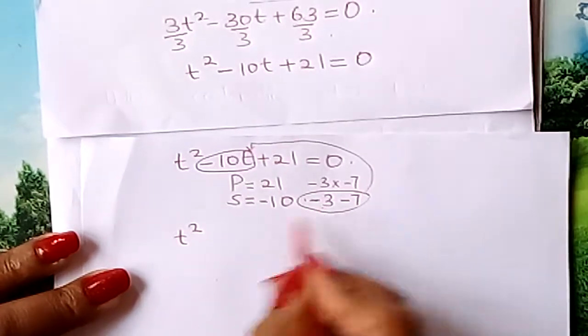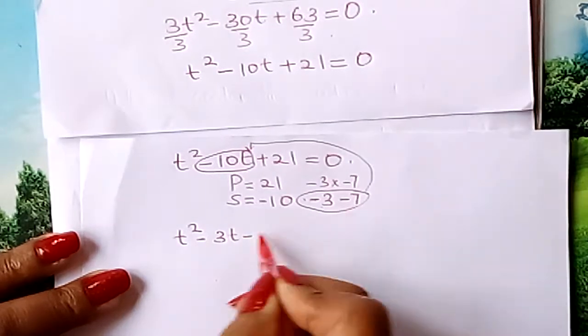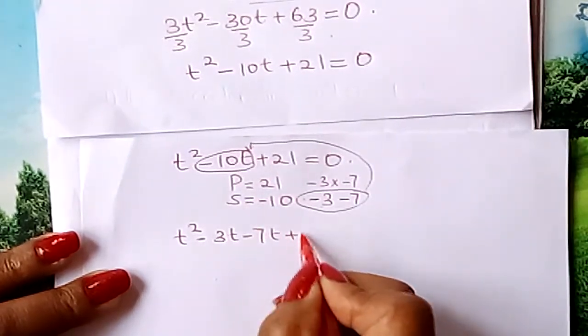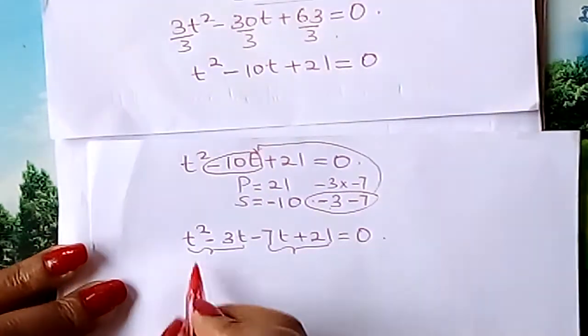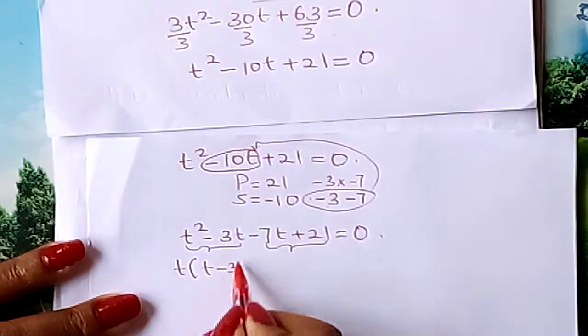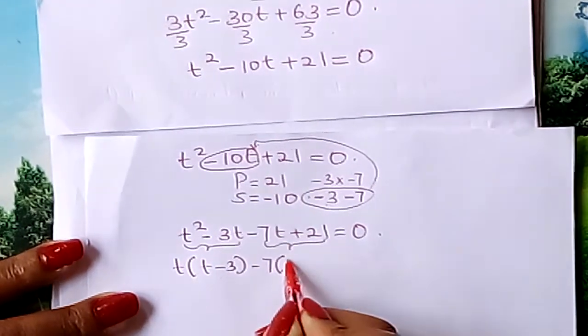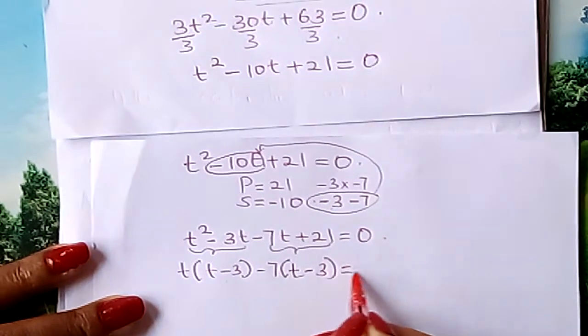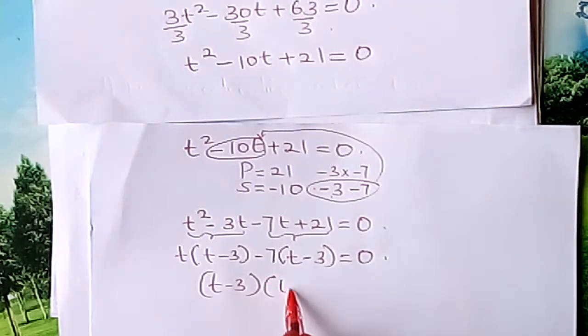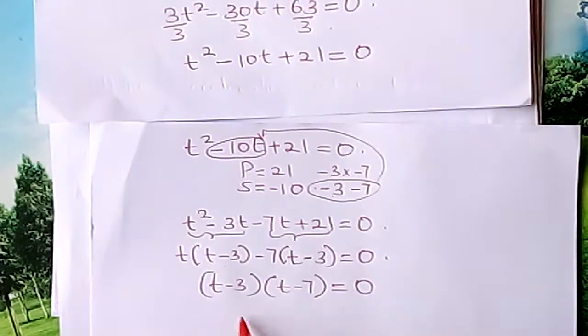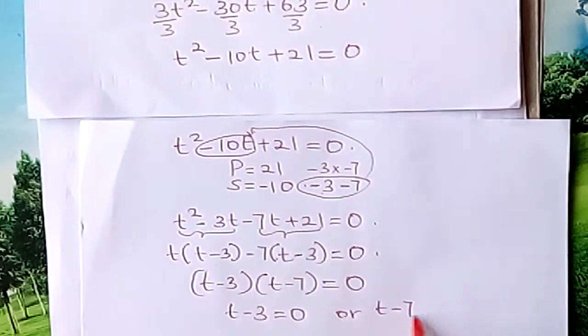So t squared minus 3t minus 7t plus 21 is equal to 0. Factor out here and here. So t in brackets t minus 3, minus 7 in brackets t minus 3, is equal to 0. Remember, here you put a minus, so that if you multiply these two, you get this positive. So t minus 3 is a common bracket. Take these others like that, equate to 0. So this means that either t minus 3 is 0 or t minus 7 is 0.